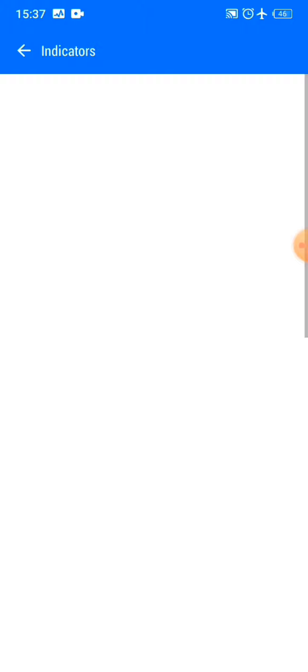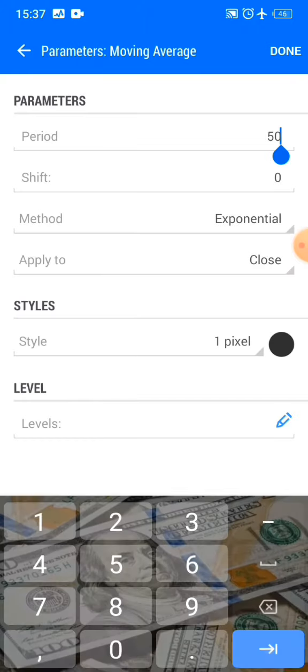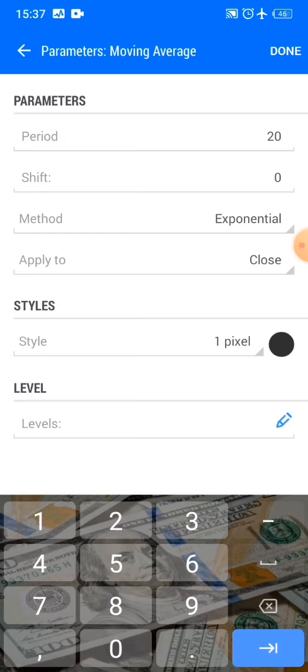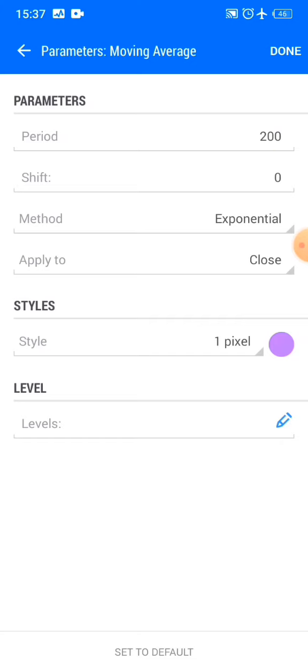So if you watched my previous videos, you know that I usually use the 50 moving average with the 200 moving average. So same, shift is 0, exponential, applied to close. Color I'm choosing purple, and then you click done.